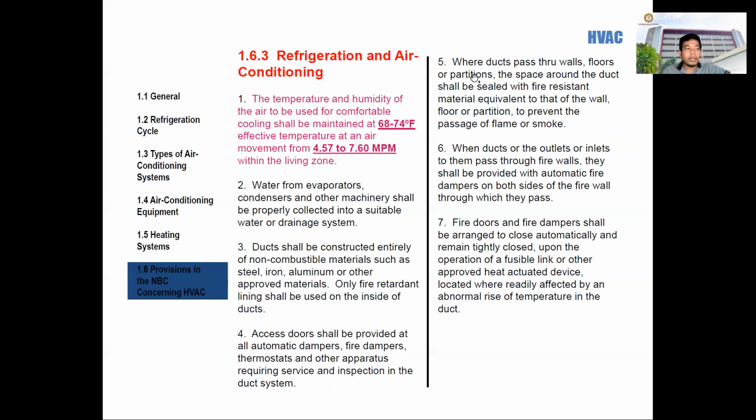And then number 5, where ducts pass through walls, floors, or partitions, the space around the duct shall be sealed with a fire-resistant material equivalent to that of the wall, floor, or partition to prevent the passage of flame or smoke. When ducts or other outlets or inlets to them pass through walls, they shall be provided with automatic fire dampers on both sides of the wall through which they pass.